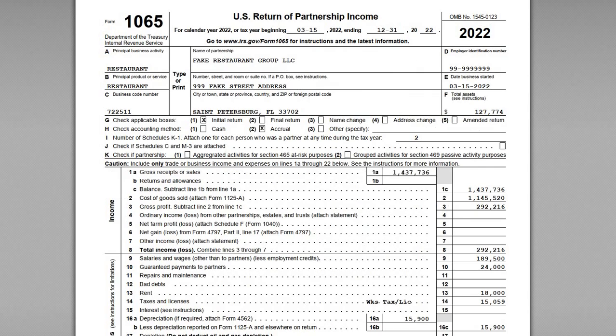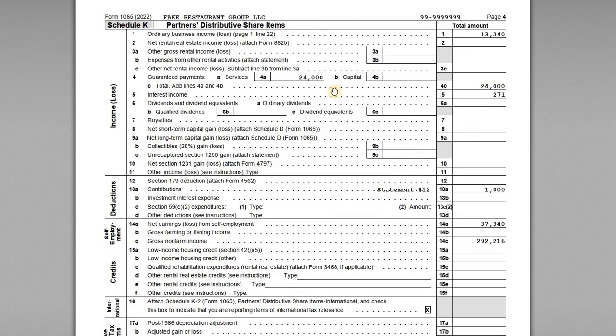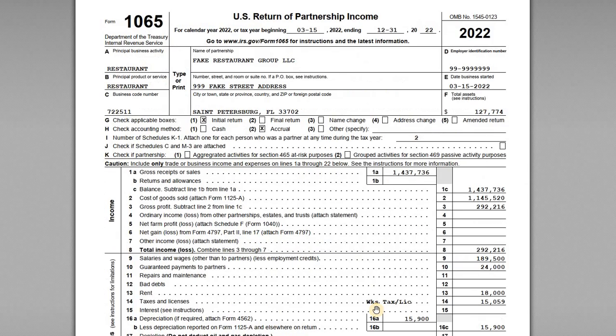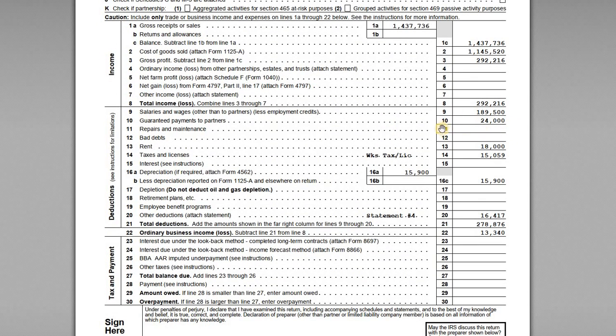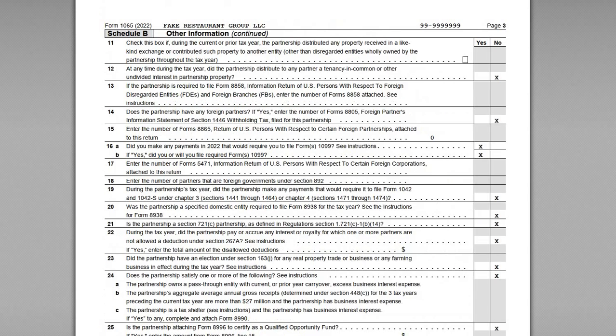All right, so if we go back to Schedule K, the $24,000 is separately stated there, but again, it's also included on page 1, right? So page 1, line 10, we do get a deduction for the guaranteed payments to the partners.